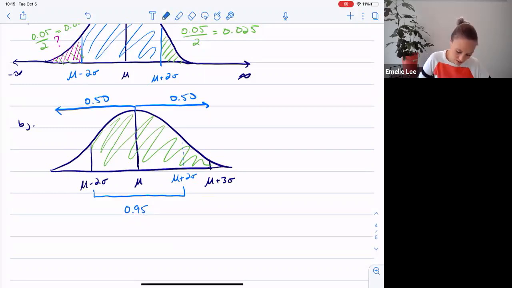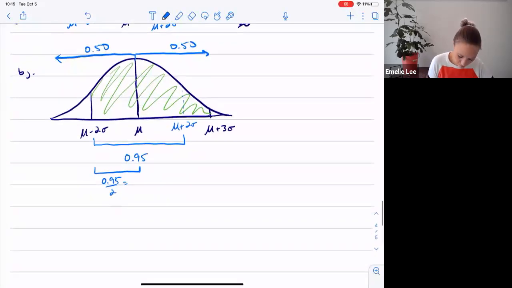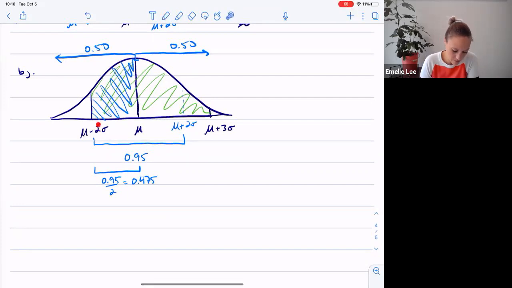Okay, and so here, 0.95 divided by 2 is 0.475. Which means that this chunk between mu minus 2 sigma and mu is worth 0.475.